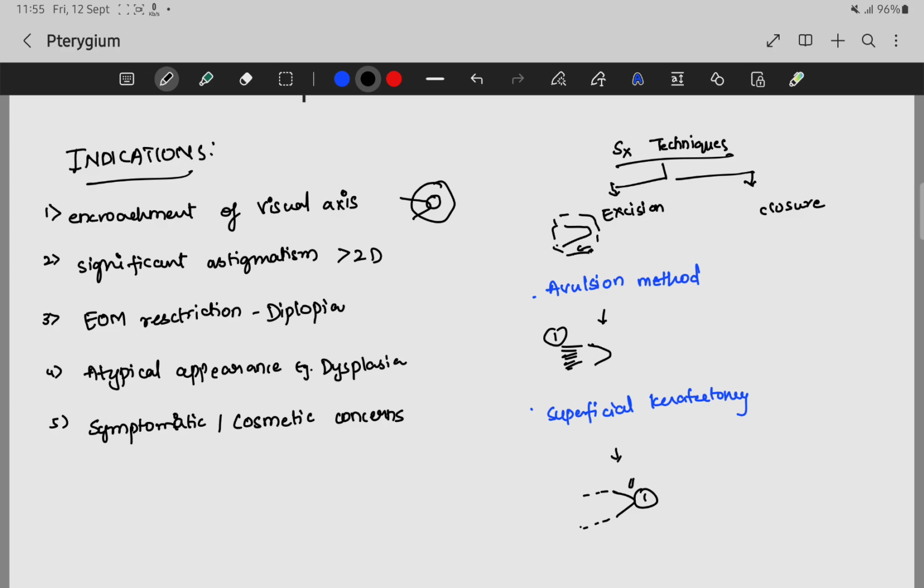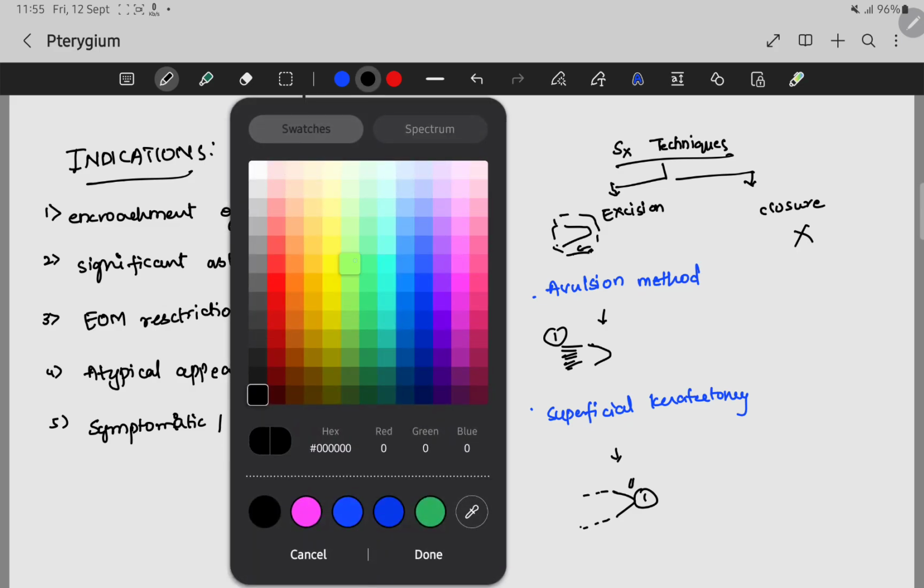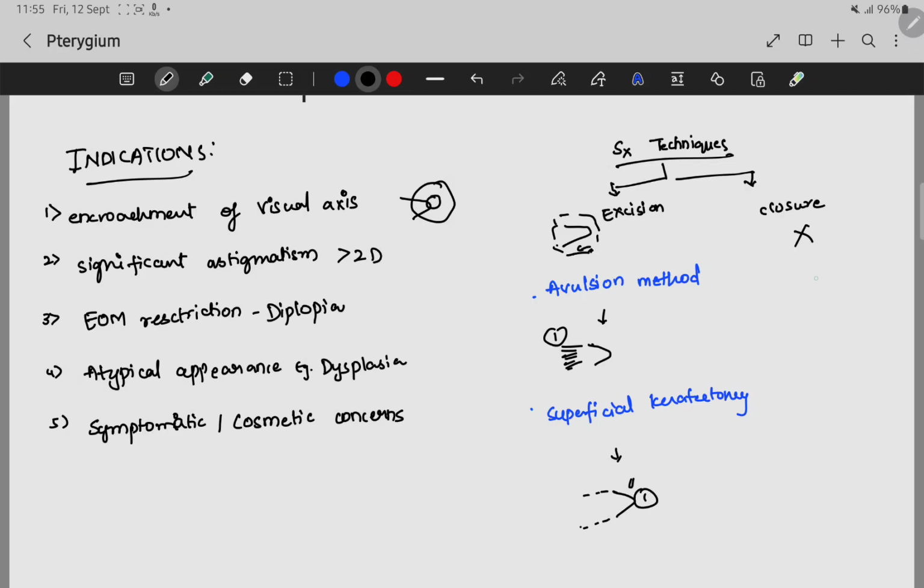Now coming to the closure techniques. In earlier days they used to do bare sclera, that is they did not close this, they just left this area like that. That means the sclera is visible. We have removed the pterygium, the underlying Tenon's and the subconjunctival tissue, so only the sclera is visible after that. That is called the bare sclera technique. It has a high recurrence rate, that is 30 to 80%.